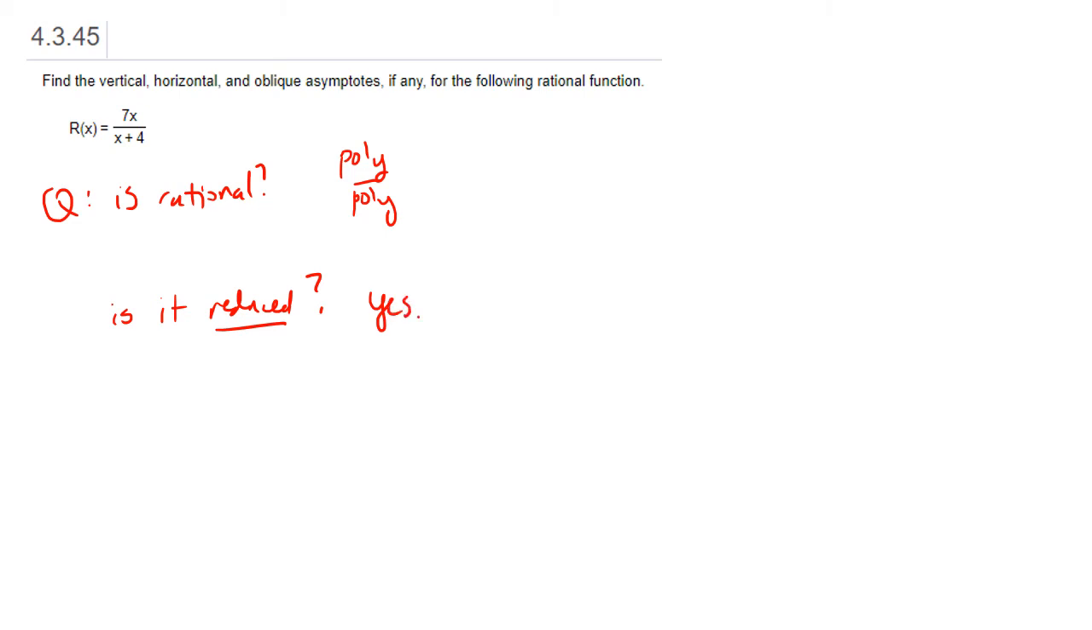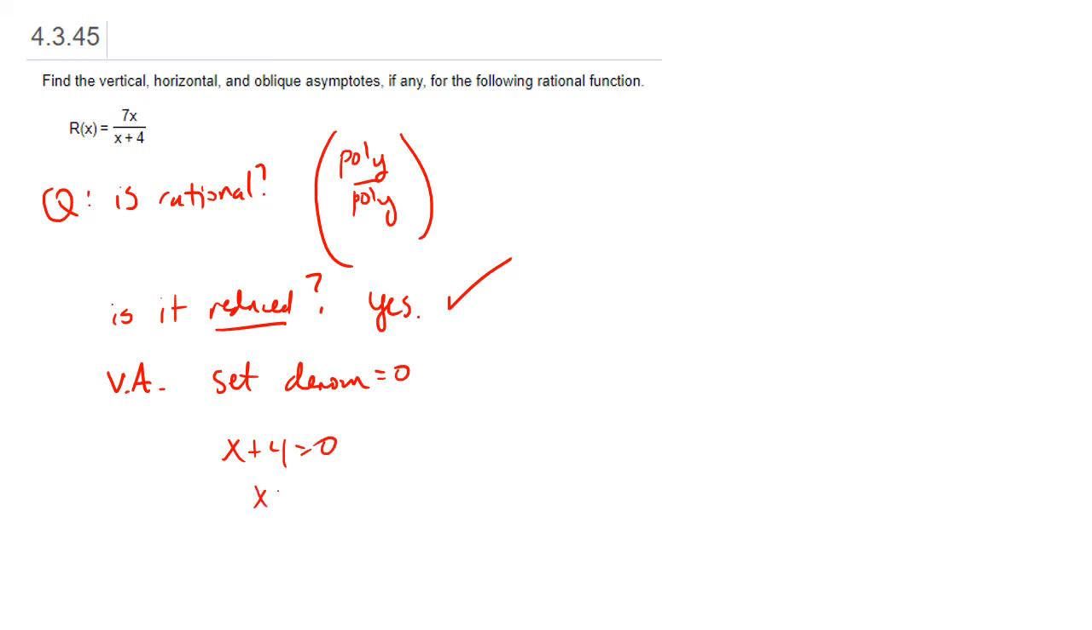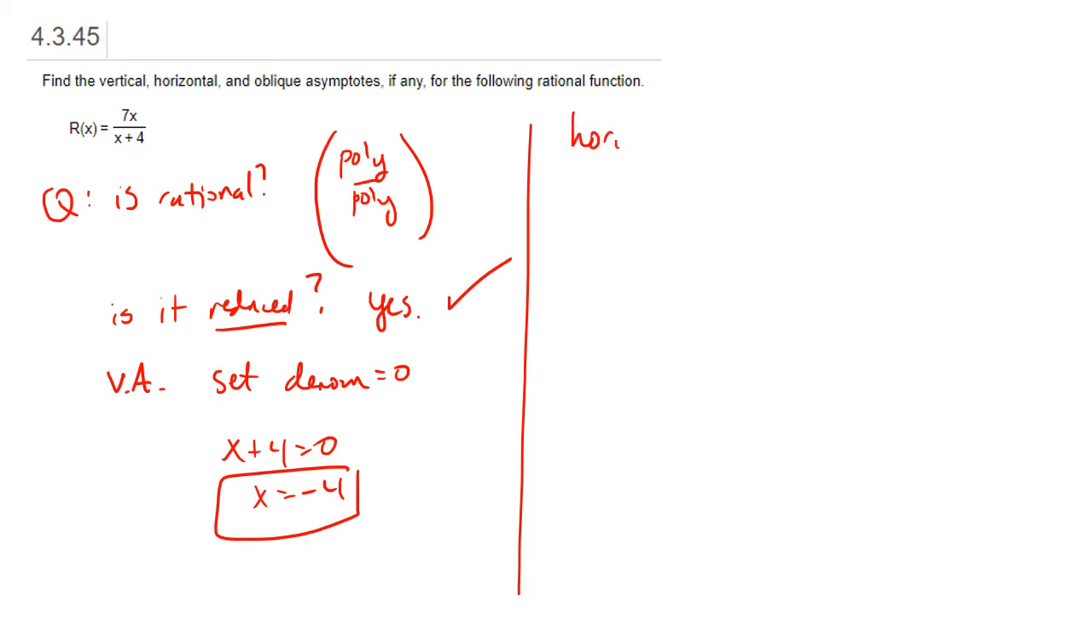Once you know you have a rational function that is of the form polynomial over polynomial, and it is in reduced form, vertical asymptotes are achieved just by setting the denominator equal to 0. So x plus 4 equals 0, or x equals -4 is going to be the only vertical asymptote. Horizontal asymptotes, or oblique asymptotes. Now remember, you're only going to have one of them, but not both.